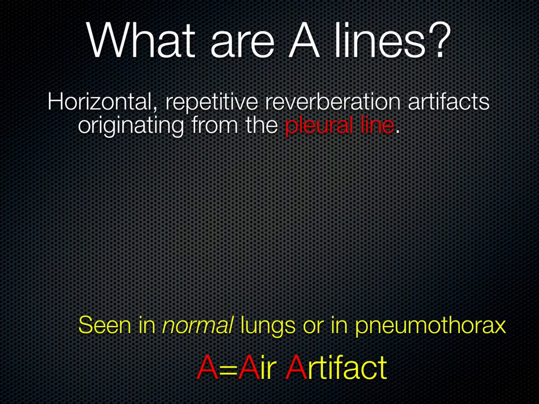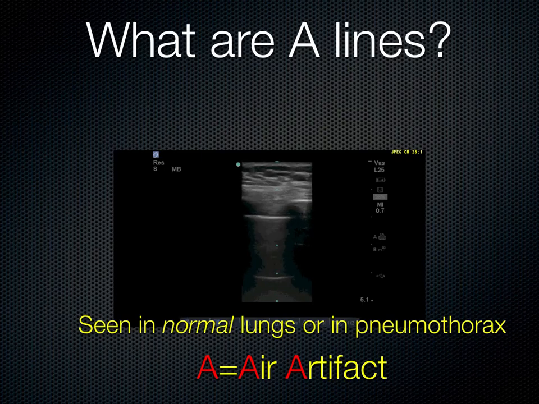And we'll explain a little bit more about what that means. But A lines represent air, so you can see this in either normal lungs or in pneumothorax situations, because when the ultrasound beam reaches the pleural line and there's air on the other side of the pleural line, whether it's inside or outside the lung, that beam will be reflected and scattered, reflected somewhat back to the probe. The delay in the reflection back to the probe interprets that delay as depth. And what ends up happening is you get a reflection of that pleural line equidistant.